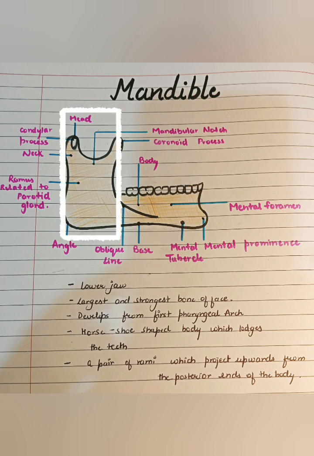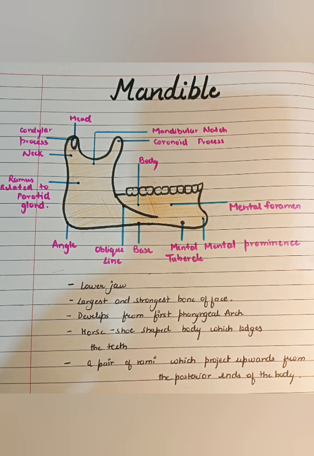Lastly, we will discuss the ramus of the mandible. You can see in this diagram there is a marking which is the ramus, which is related to the parotid gland. So this portion is called the ramus area. The ramus is quadrilateral in shape and has two surfaces, the lateral and the medial surface. In the diagram, the portion which we are seeing in front is the lateral portion, and in the backward area is the medial portion.